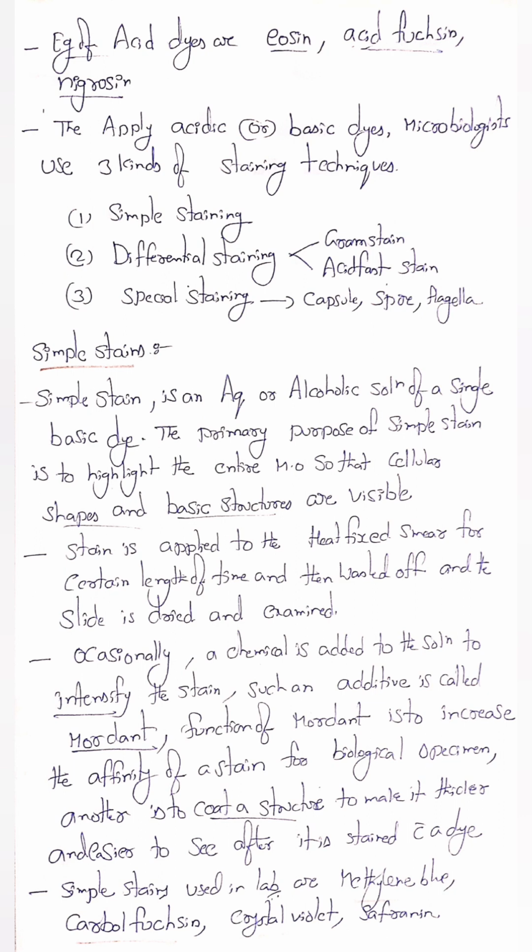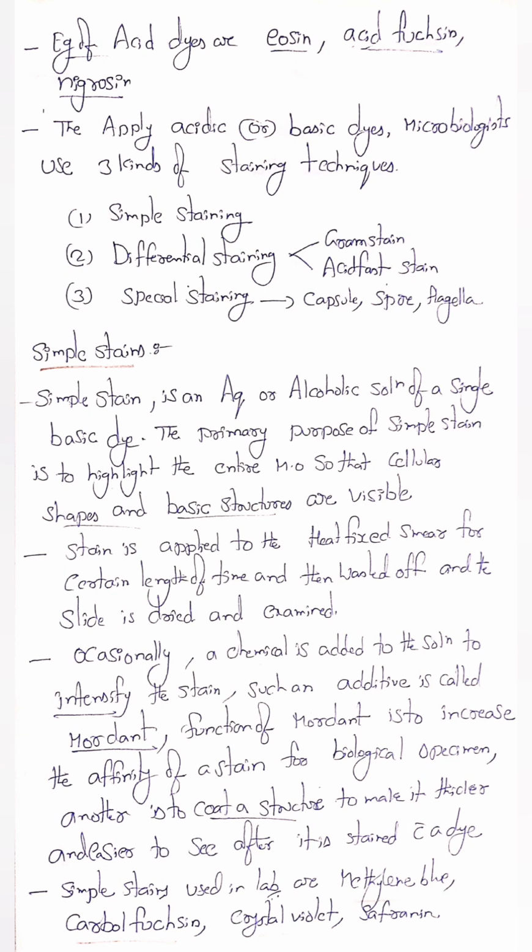In order to apply acidic or basic dyes, microbiologists use three kinds of staining techniques: simple staining, differential staining, and special staining. Differential staining is again of two types, gram staining and acid fast staining. Special staining is used to study the capsules, spores and flagella of bacteria. The first one is simple staining.